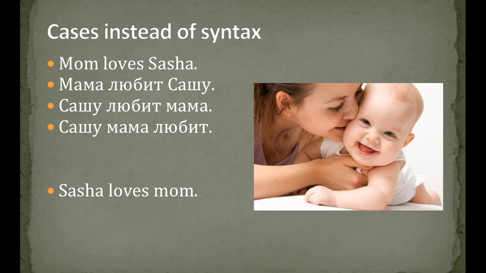Okay, so now I just want to see if you can put your genius cap on and just try and think. So if Sasha is the one doing the loving, she stays in her original form, and Mama is getting to be the one loved, what do you think is going to happen to the end of Mama? Just guess. Who's going to get changed in this sentence? Who's the one getting loved? Mama is the one being loved.